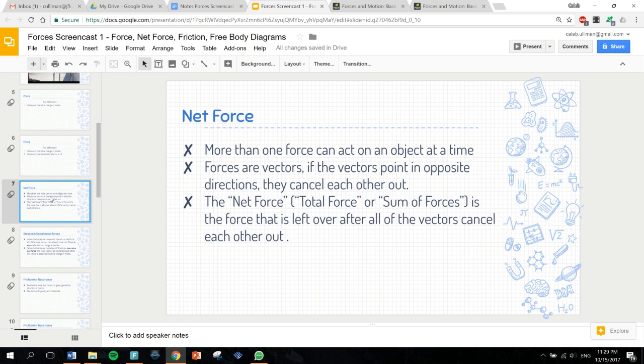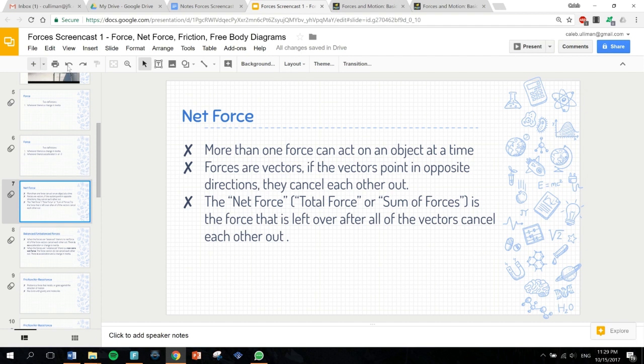Our next thing that we need to talk about is this idea of net force. There's this idea that more than one force can act on an object at a time. It's actually happening to you right now. There are multiple forces acting on you, and you don't even know it. Forces are vectors. I think you might have noticed that there were some arrows in the last video, and if the vectors point in opposite directions, they cancel each other out. The net force, also called total force, or the sum of the forces, is the force that is left over after all of the vectors cancel each other out.